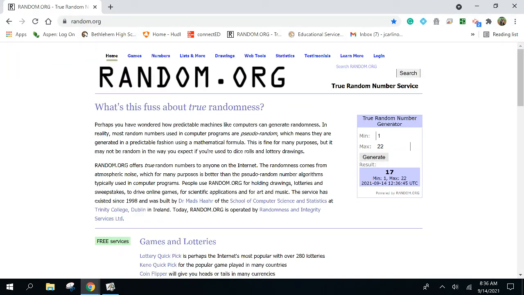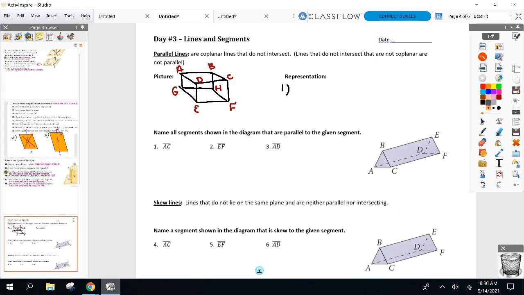Start us off. Madeline, want to start us off? CF and BH. Yep, that's on the plane on the right-hand side. So again, line CF and line BH.